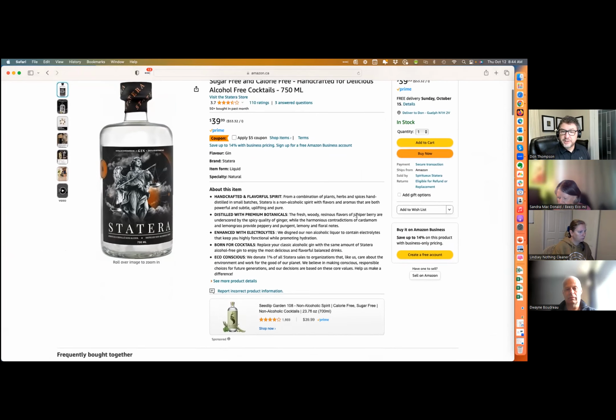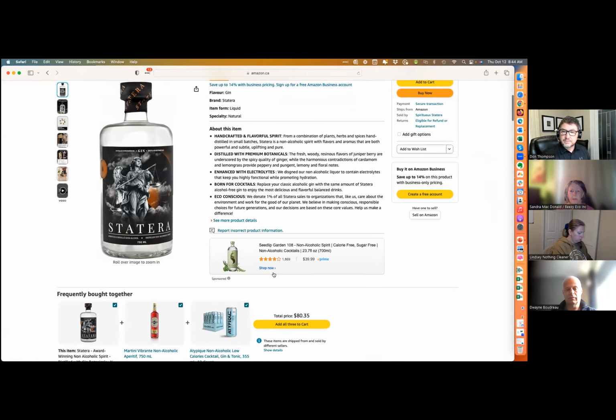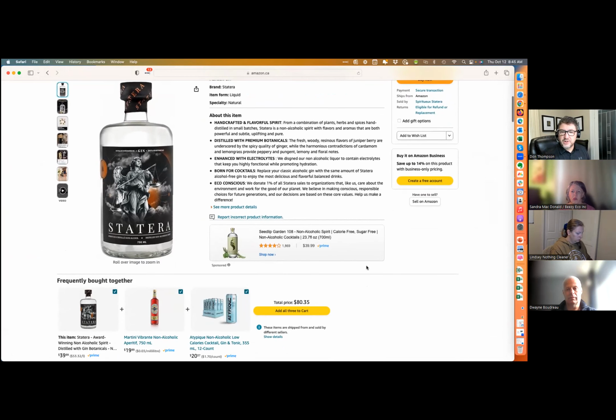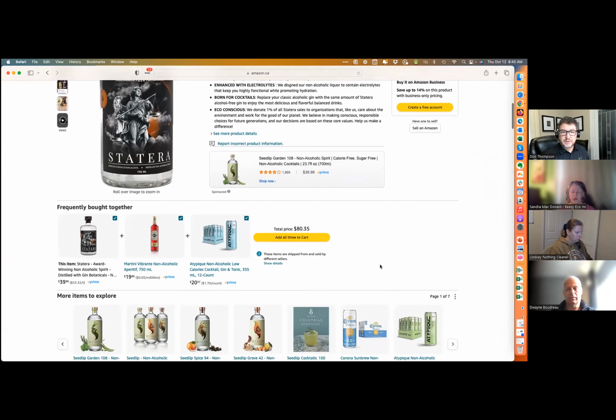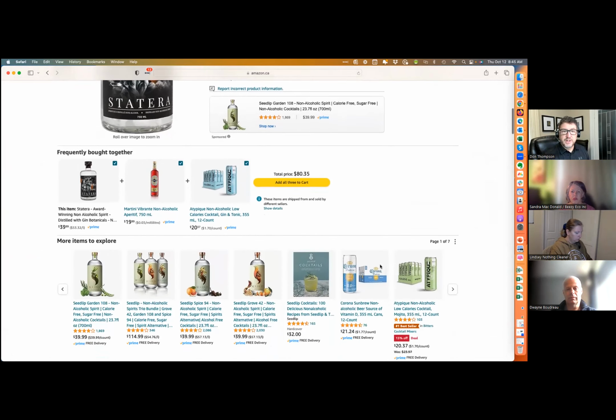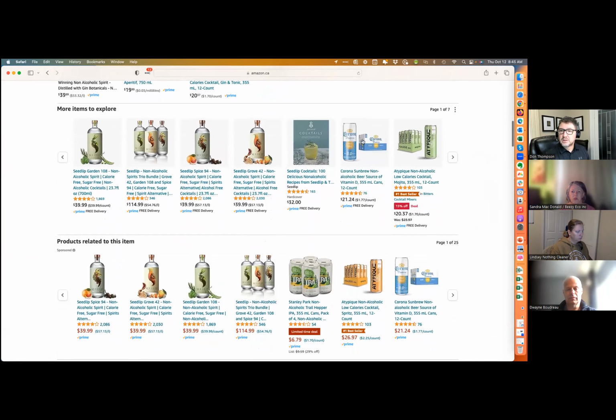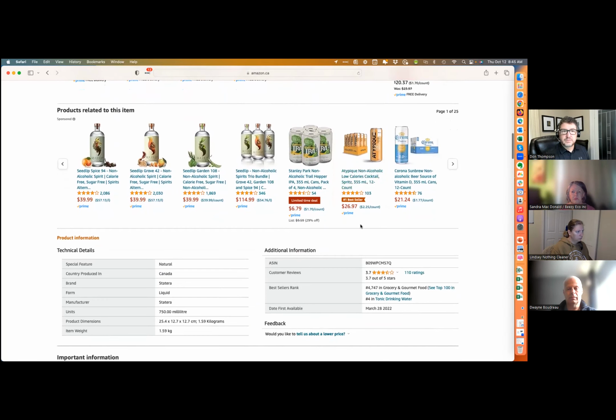We have a little coupon going on. Here's Seedlip Garden. They're selling a non-alcoholic spirit of some kind. Same price. Non-alcoholic, low calorie. Bunch of different configurations of this Seedlip. So, Corona. Right. And all these, again, are non-alcoholic spirits and beers that are available on Amazon.